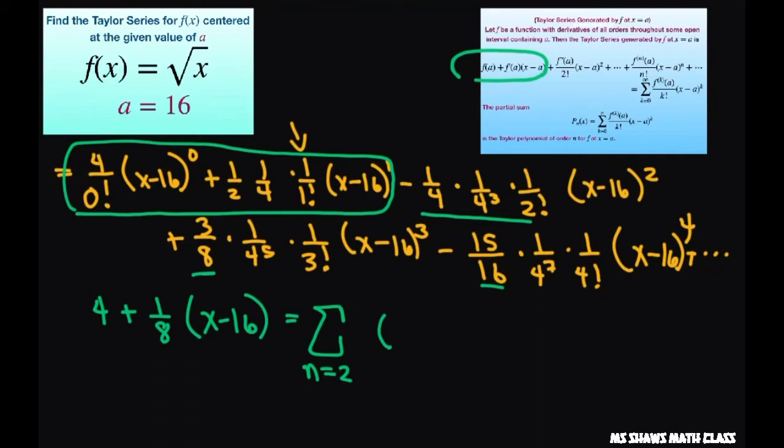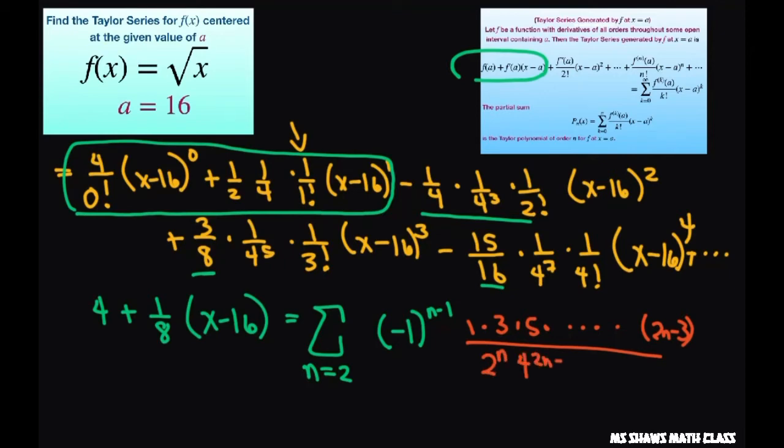And that's going to give me negative 1 to the power of n minus 1, and then we're going to have 1 times 3 times 5 times dot dot dot times 2n minus 3, divided by 2 to the power of n times 4 to the power of 2n minus 1 times n factorial. And this is times x minus 16 to the nth power.